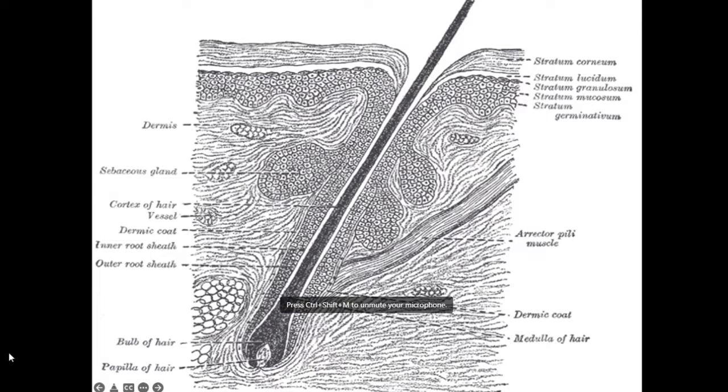Okay. So here we have a hair follicle, a hair, and it is surrounded by the sebaceous gland.